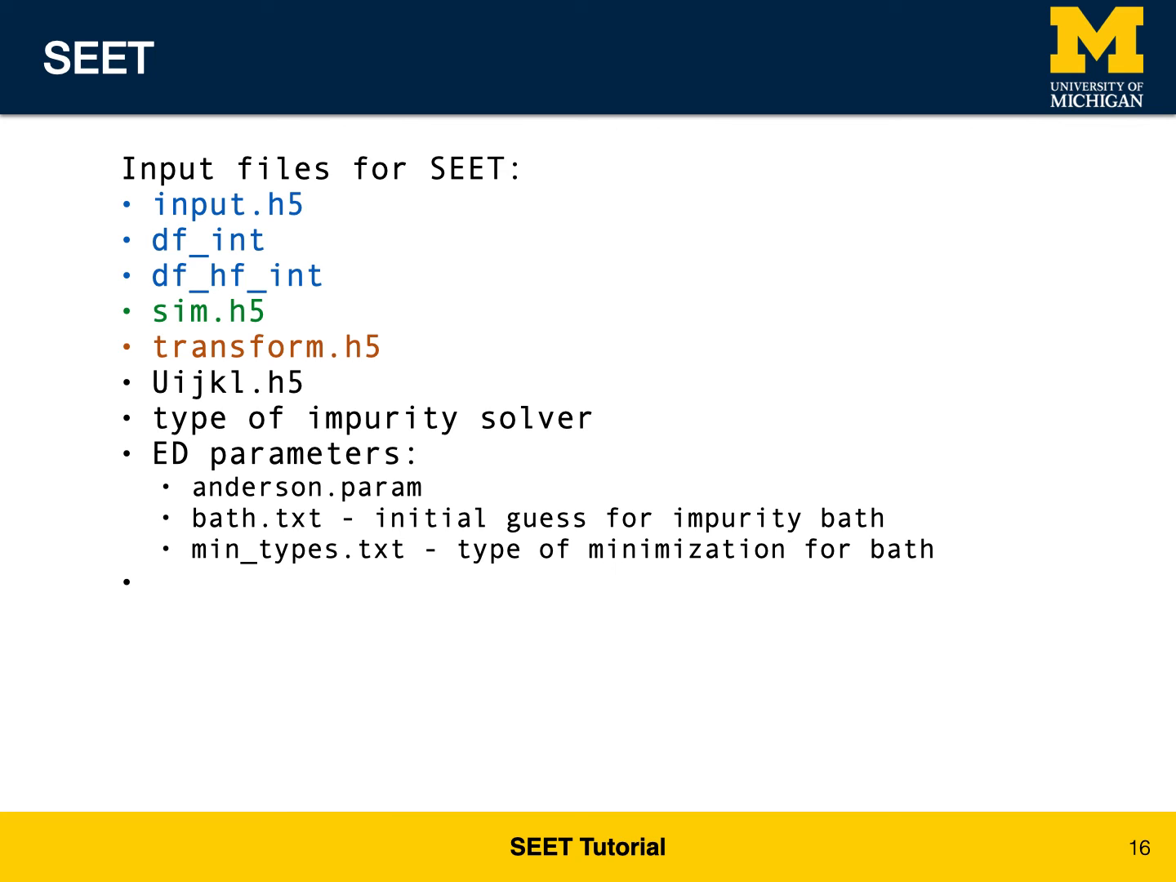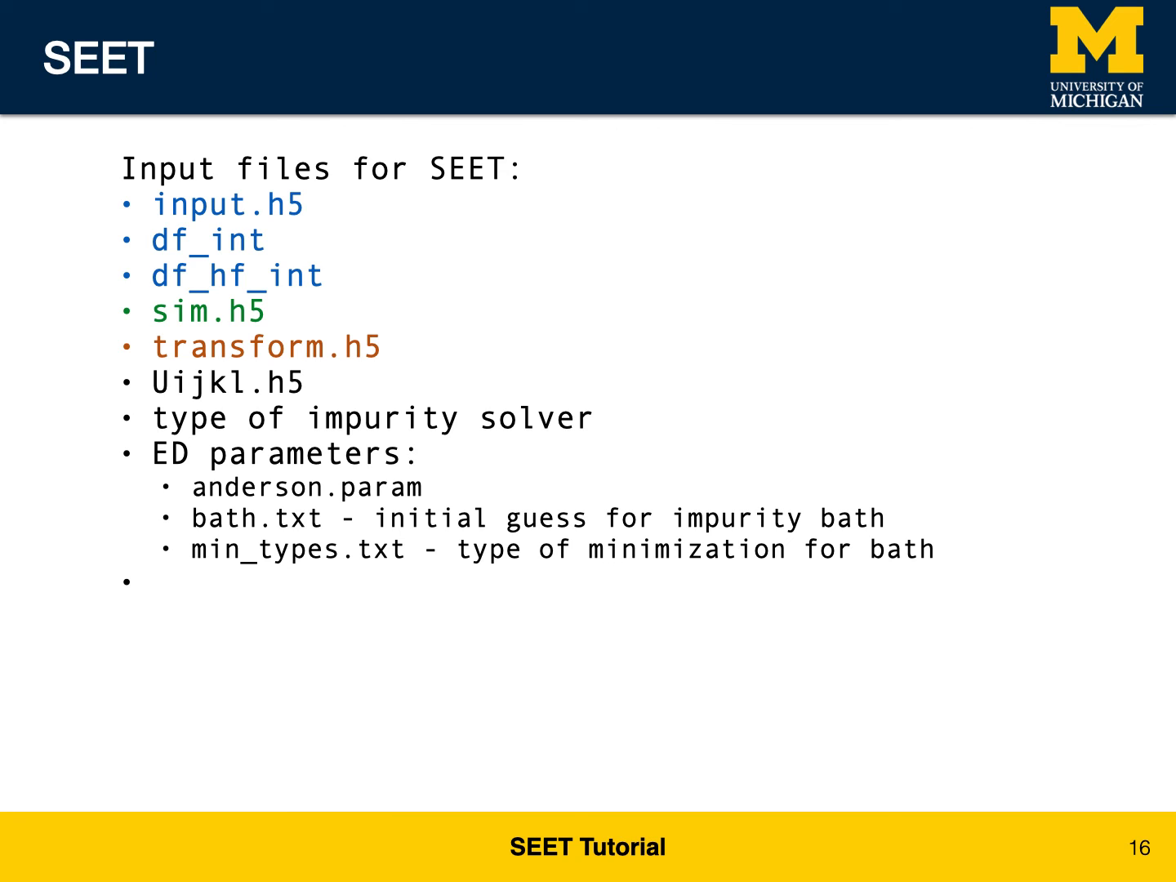For example, you need to have the ED parameter file. You need to have a bath file which contains an initial guess for your bath, because when you do fitting, you want to have some initial guess that is close to the real solution. Otherwise, you will obtain some nonsense.